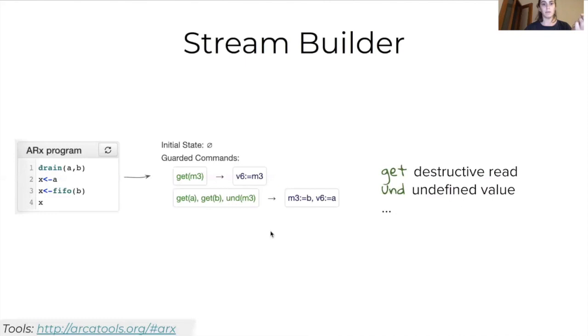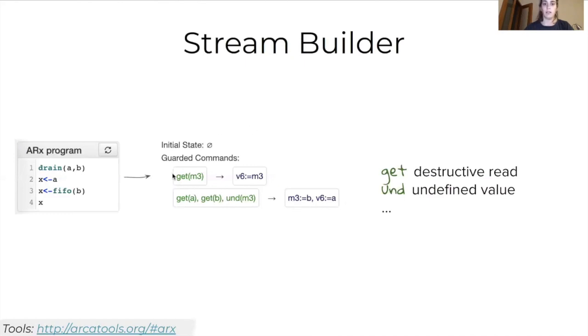So here we have the semantics for our alternator. The alternator can either read a value on A and B at the same time, only if the FIFO buffer is empty, in which case it can buffer the value from B and output the value from A.